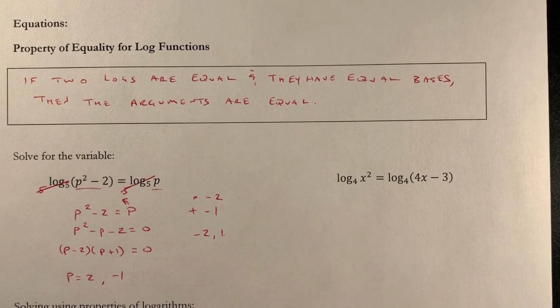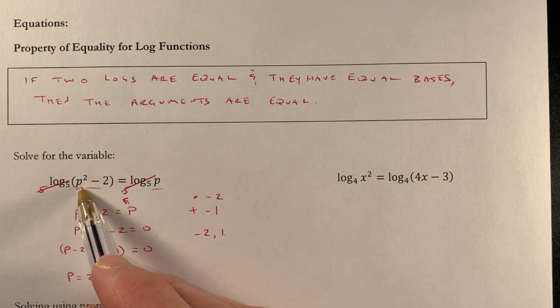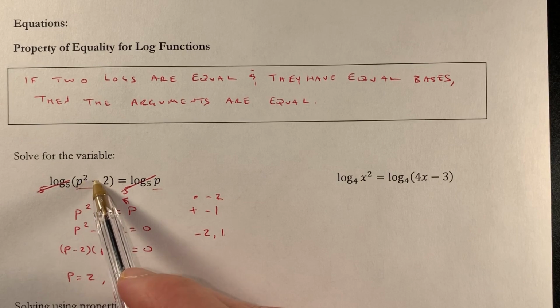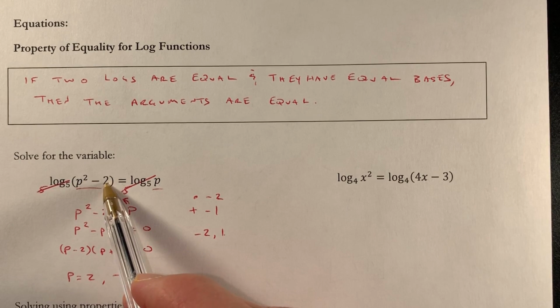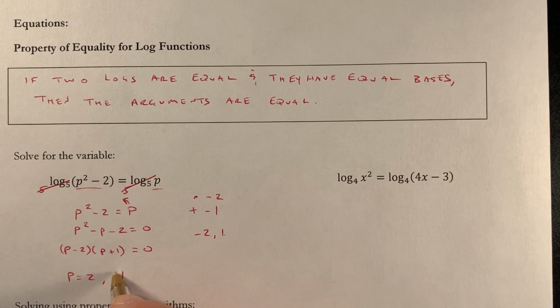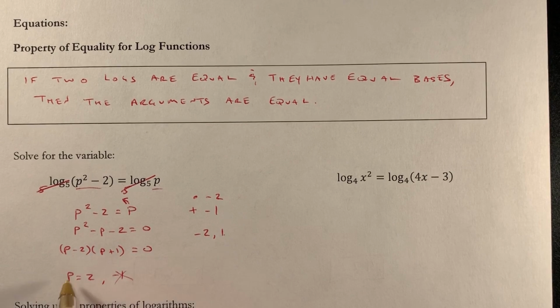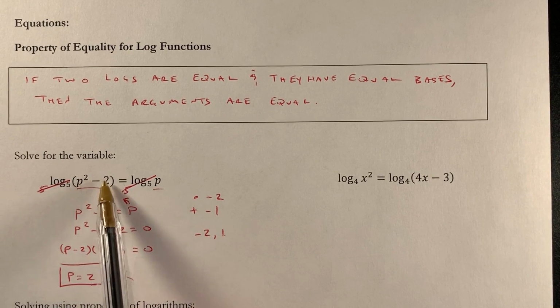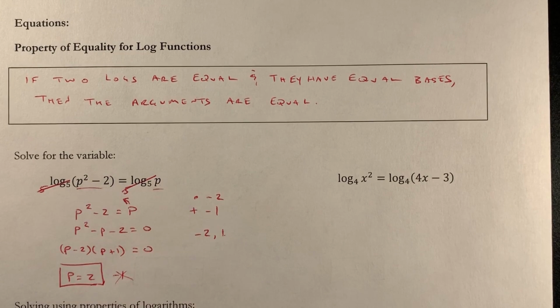Okay, so if I put in a negative 1, I get negative 1 squared is 1, minus 2 is negative 1. Now I have a negative argument. Okay, so I cannot keep that negative 1 because it gives me a negative argument. Always take your answers and plug them back into the original and make sure you have a positive argument.